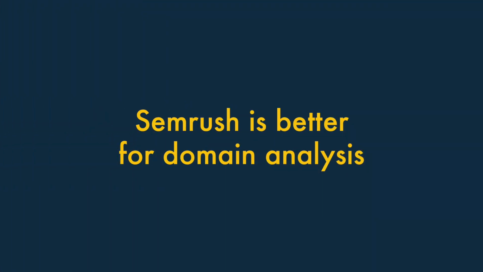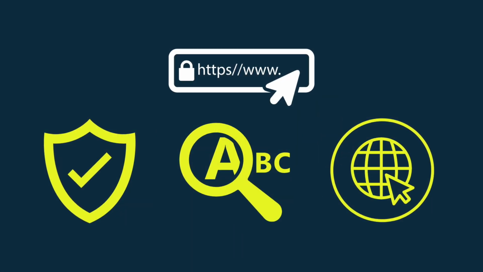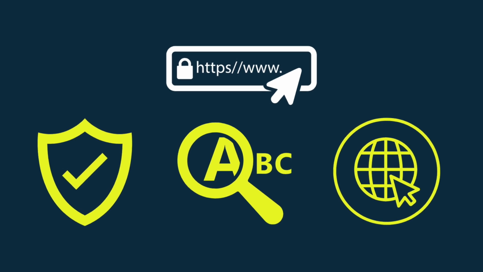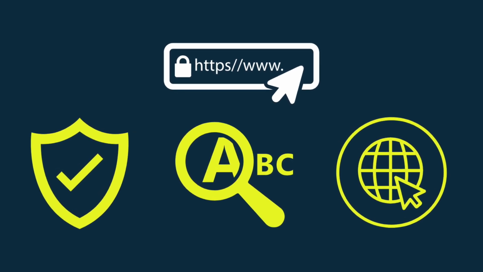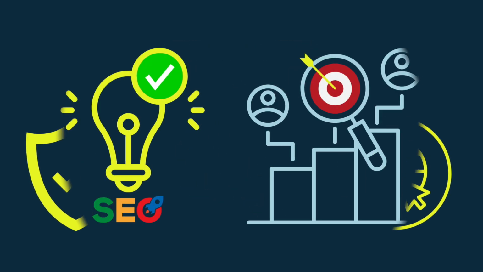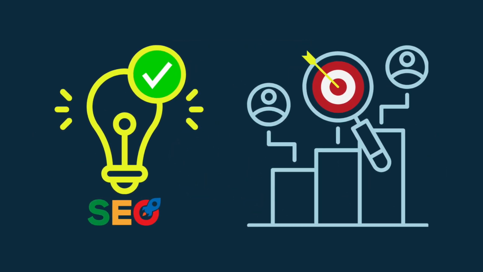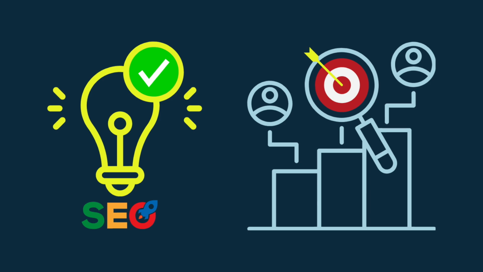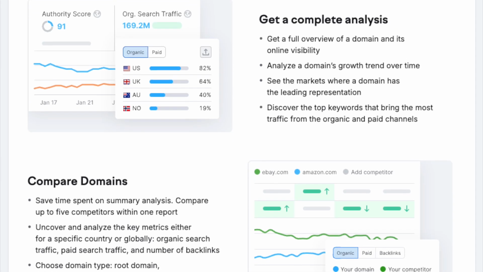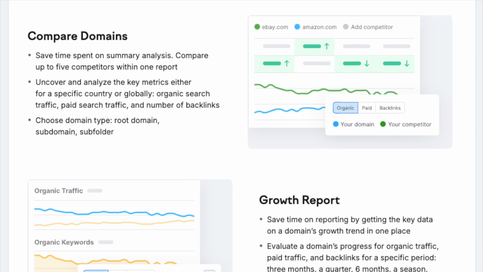1. Semrush is much better for domain analysis. Getting an at-a-glance picture of how authoritative a domain is, the key phrases it ranks for, and the amount of traffic it receives lets you understand how well your SEO strategy is working, or how good your competitors are at SEO. And Semrush is much better at giving you this picture than Raven Tools is.